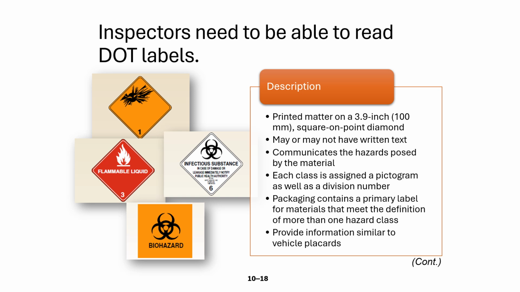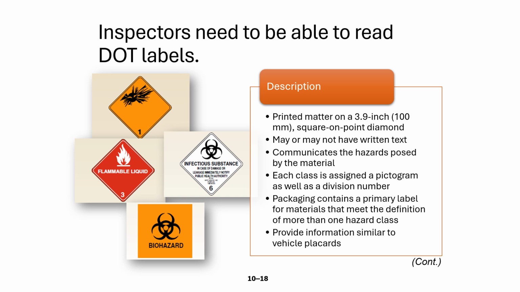The label is printed on a 3.9-inch square on-point diamond that may or may not have written text identifying the hazardous material within the packaging. It communicates the hazard posed by the material in case the packaging fails or falls from the transport vehicle and spills its contents. Each label hazard class is assigned an appropriate pictogram as well as a division number. And packaging contains a primary label for materials that meet the definition of more than one hazard class.